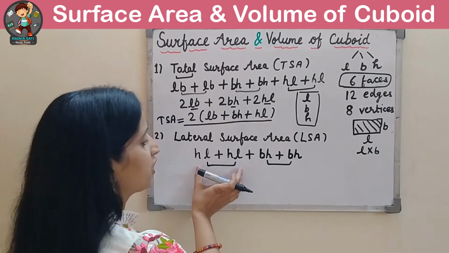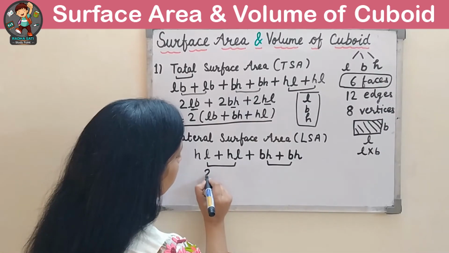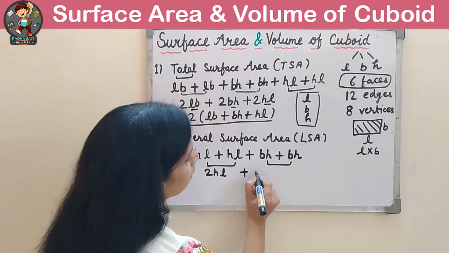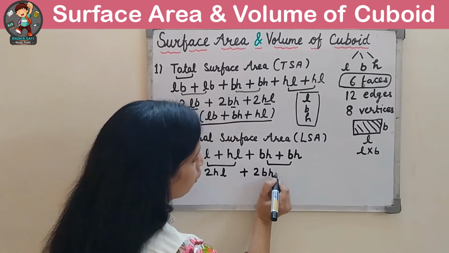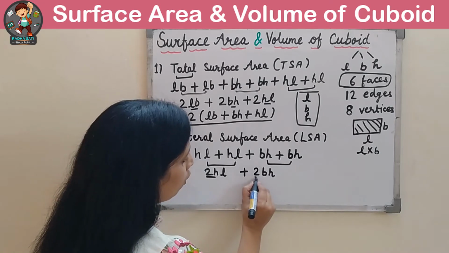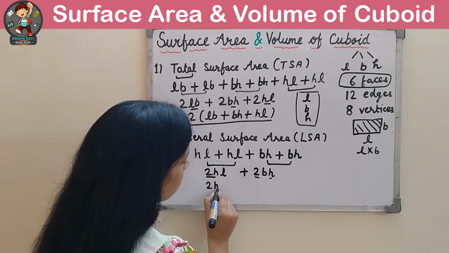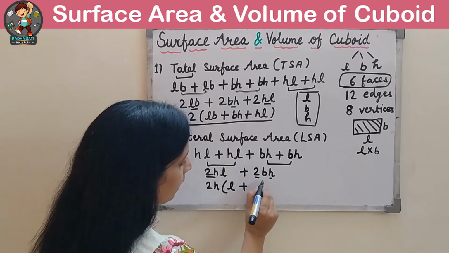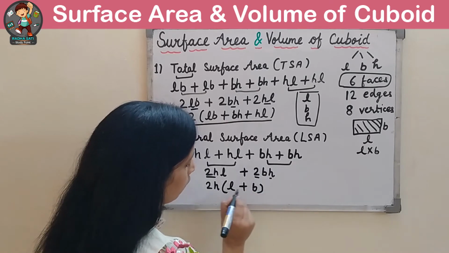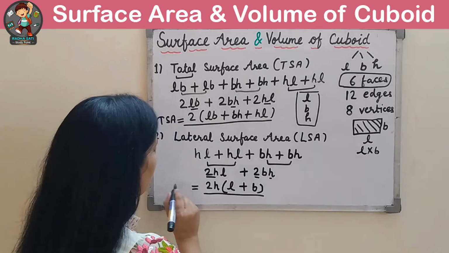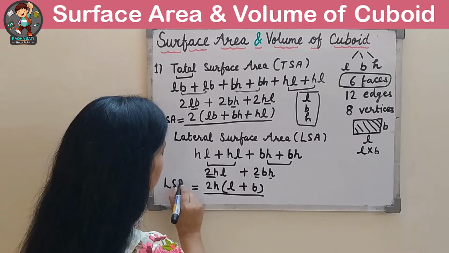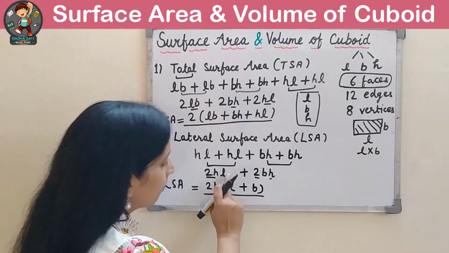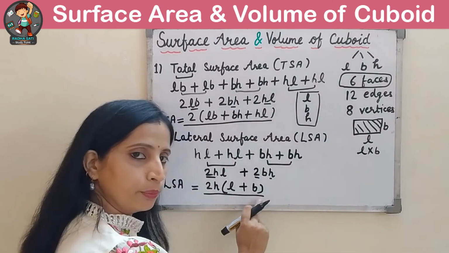So now here HL is coming 2 times. Add them, you will get 2HL, plus here BH is coming 2 times, so it is 2BH. Now 2H is common in both, so we will write it outside the bracket, and here we will be left with L plus B. So the formula to find the lateral surface area of a cuboid will be 2H, that is 2 times height, multiplied by L plus B.